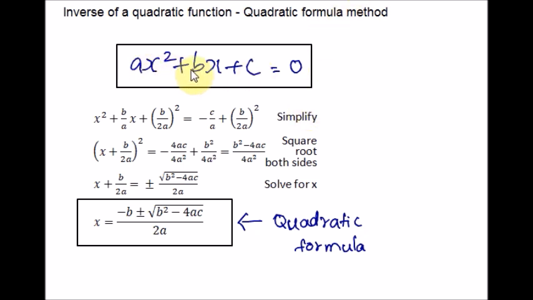This is the standard form of a quadratic equation, ax square plus bx plus c equal to 0. I would like to recall the quadratic formula method. x is equal to negative b plus or minus square root of b square minus 4ac over 2a, where a is the coefficient of x square, b is the coefficient of x, and c is just the constant. You have to remember this quadratic formula for solving for x.